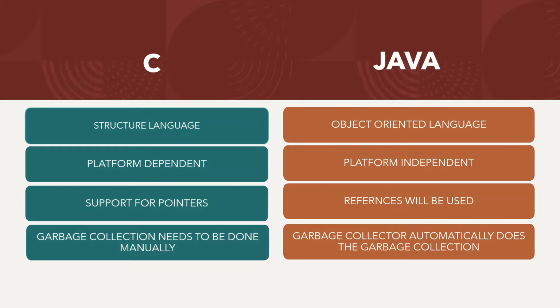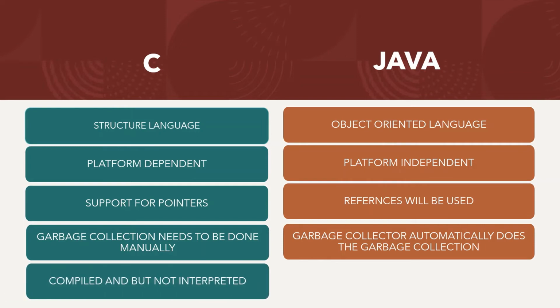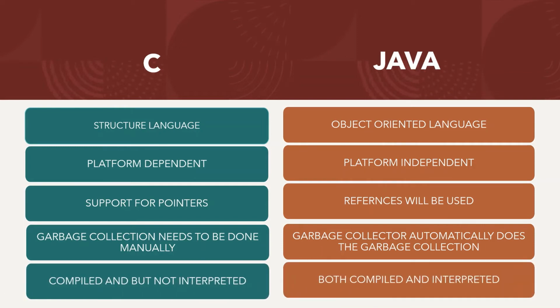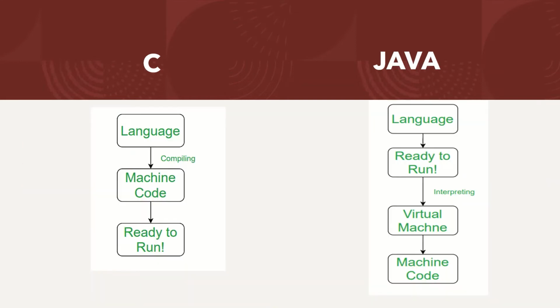In C, the program is compiled but not interpreted. In Java, it is compiled as well as interpreted. You may get a doubt: what is compiled and what is interpreted? I will explain in detail. Compiling is nothing but translating the language into machine language, that is assembly code, which can be easily translated into machine instructions. So this is what a compiler is.